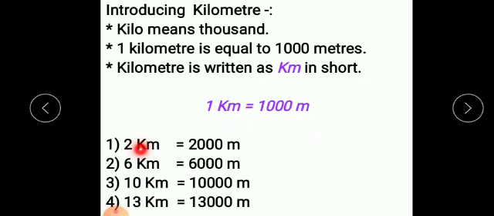So 2 kilometer is equal to 2000 meter. 6 kilometer is equal to 6000 meter. 10 kilometer is equal to 10,000 meter. Likewise, you can convert kilometer into meter. Let's see the exercise. Refer page number 63 of maths textbook. Exercise. The timetable below lists the places between Wardha and Nagpur and their distances in kilometers. Study it and answer the following questions.